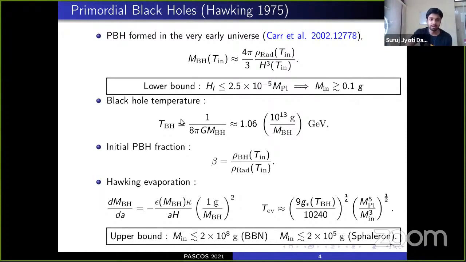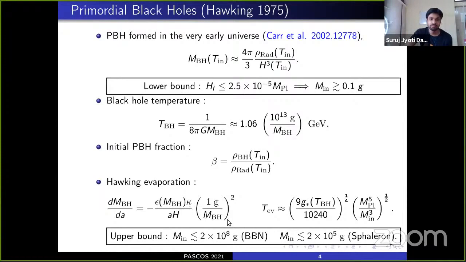Now, as we know, there is a temperature related to a black hole, and one important quantity here is the initial PBH fraction, beta. This is basically the ratio of the energy density of the black hole to that of radiation at the time of formation. If beta is large enough, then the PBH may dominate the energy density of the universe. Once PBHs are formed, they lose mass to Hawking radiation at a rate given by this equation. Here a is the scale factor and epsilon is the evaporation function, which contains information about the particles emitted by the black hole.